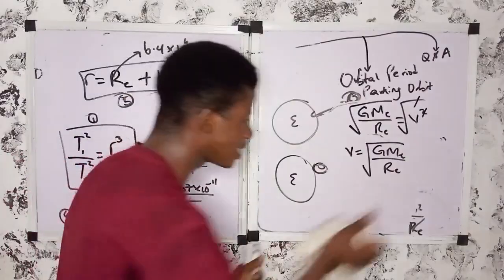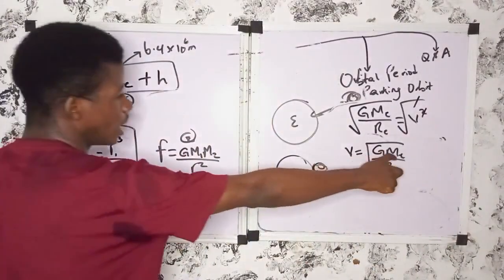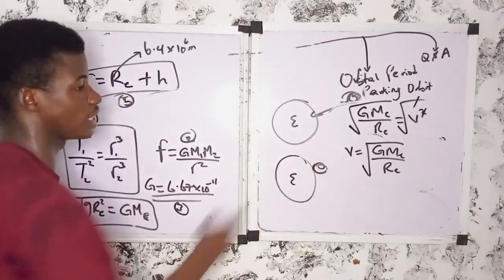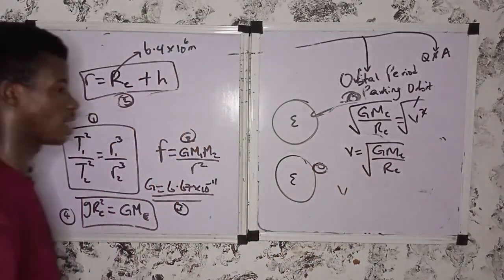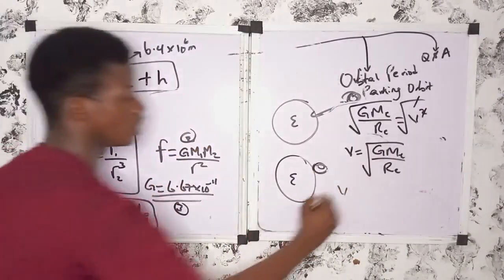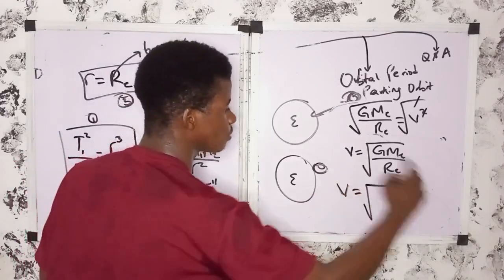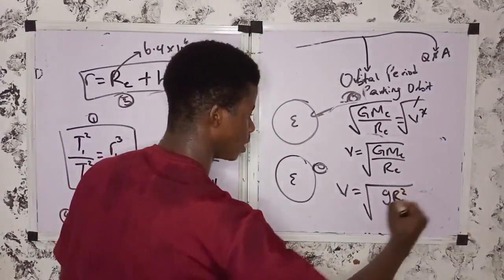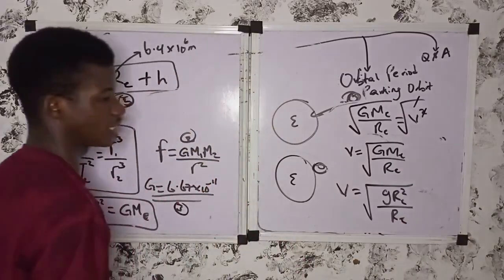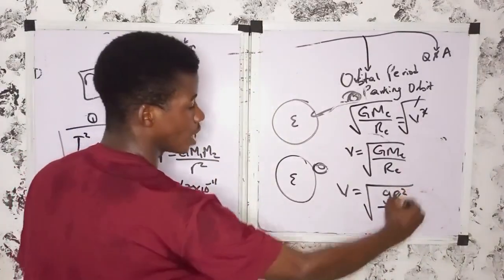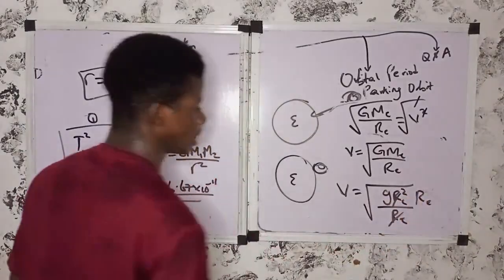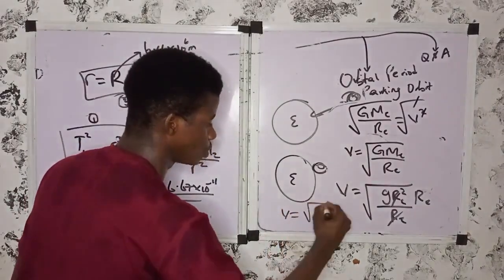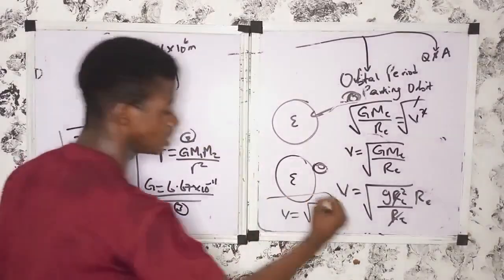Now don't forget that G times M_E is g R_E squared. So in place of G M_E, we'll put g R_E squared, all over R_E. These two are the same, so we'll cancel one and be left with one R_E. Therefore, v equals the square root of g R_E. So this is another formula.